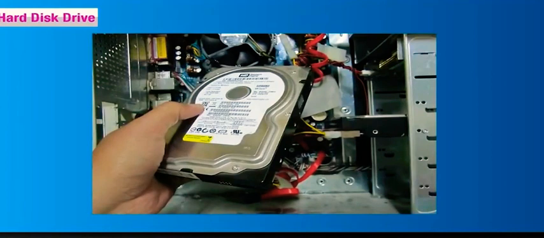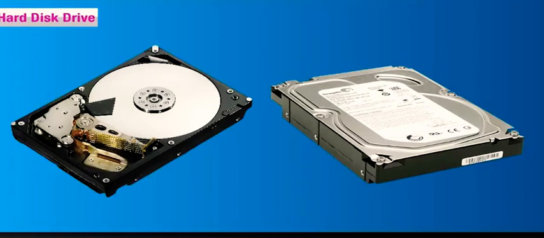Hard disk drive. Hard disk resides inside the CPU cabinet. It is used to store programs and our work. We save our work as a file on the hard disk. It saves our work permanently. It is also called memory of the computer.